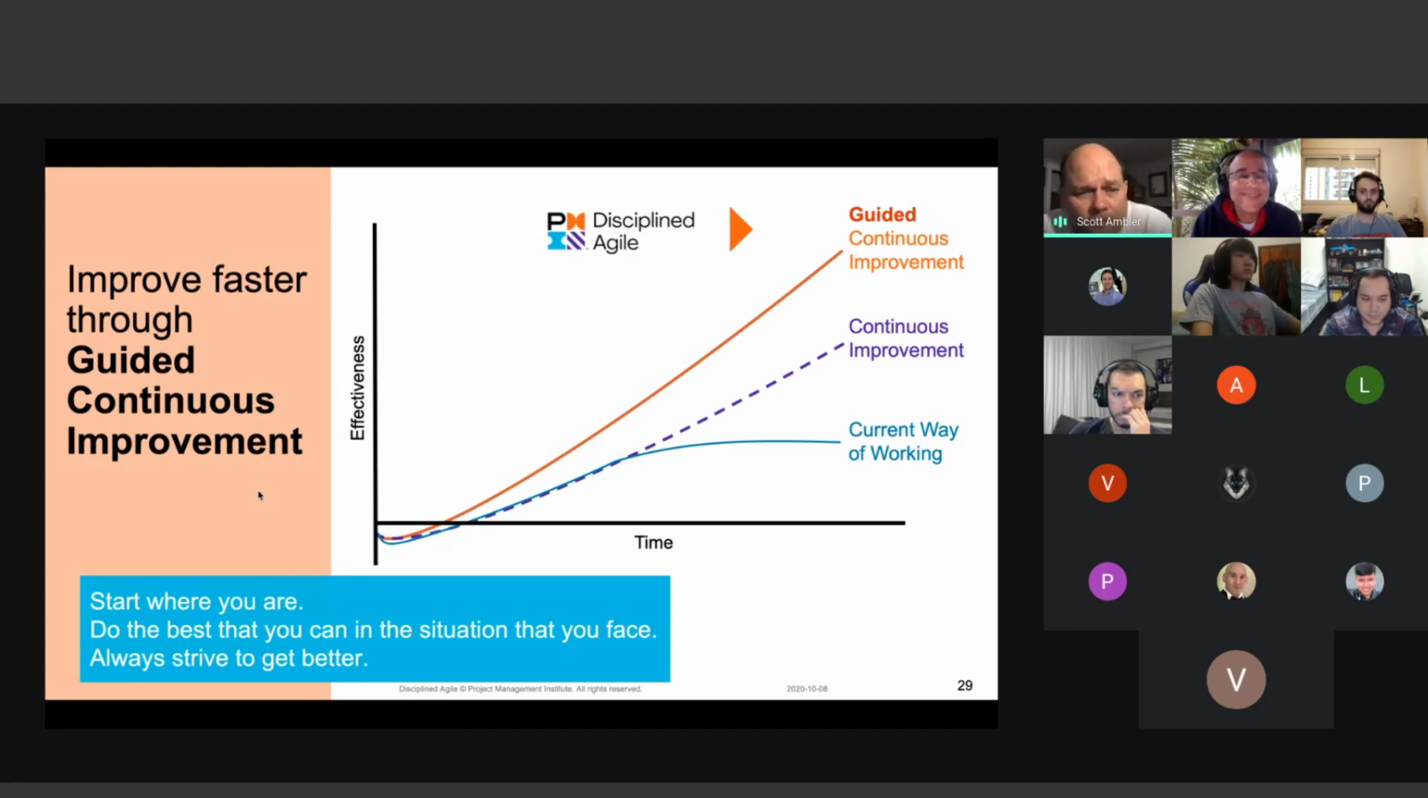So our philosophy is start where you are. Whatever you're doing today, that's what you're doing today. Good for you. Hopefully do the best that you can in the situation that you face, and then improve in place. Always strive to get better. Improve upon what you're currently doing. And that's exactly what these scary organizations, the Amazons and the Googles, have been doing for years. So let's do it better than them. Why not?